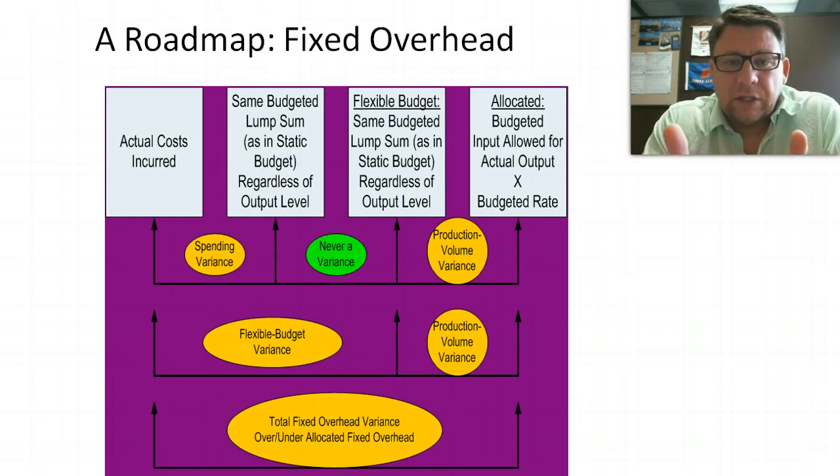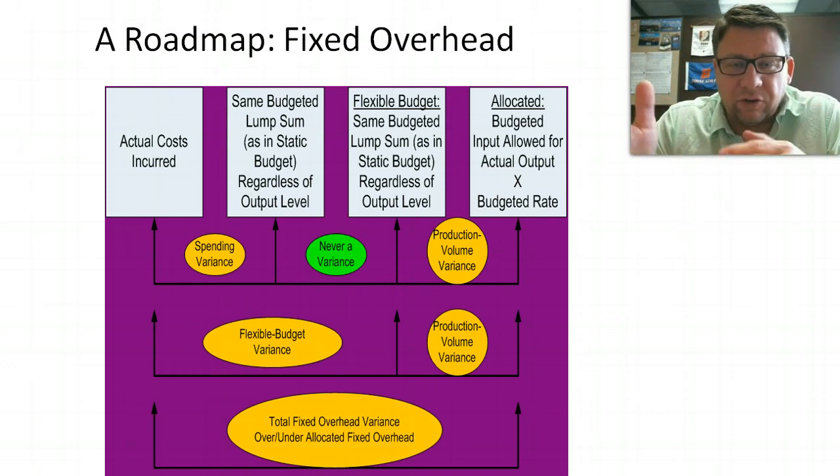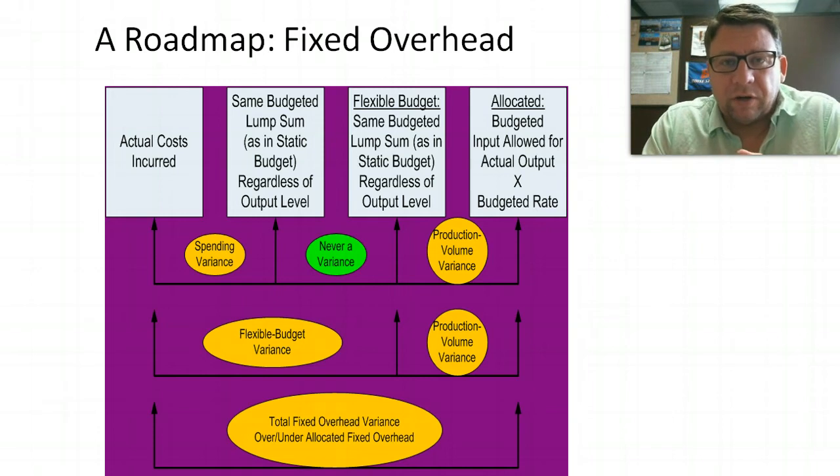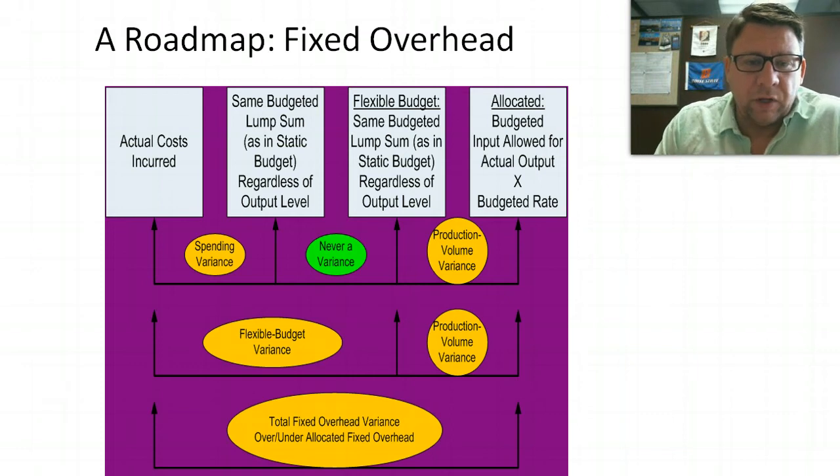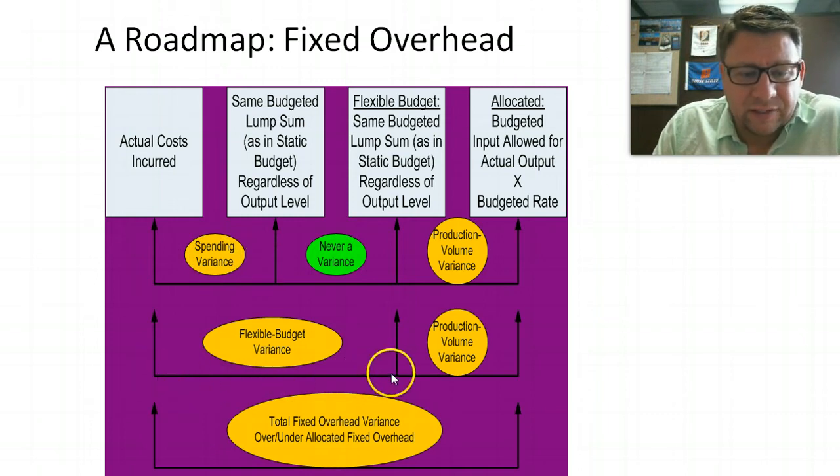flexible budget is the same amount of fixed costs as our static budget, because it doesn't change. So when we thought we were going to do 12,000 jackets and we budgeted 276,000 for the month, well, that's still 276,000 even if we only did 10,000 jackets, because it's a fixed cost. So we never have a variance between those two. And so what you can see is the spending variance and the flexible budget variance are in fact the same variance.